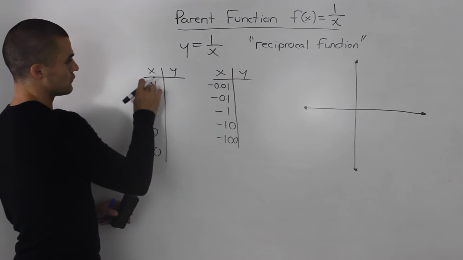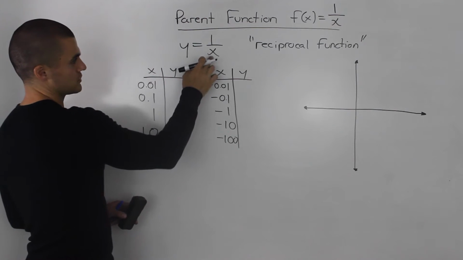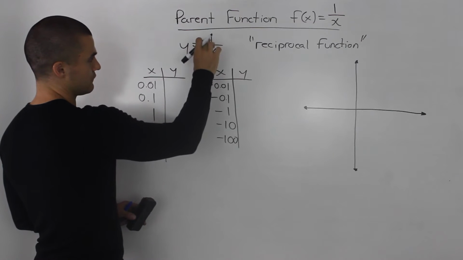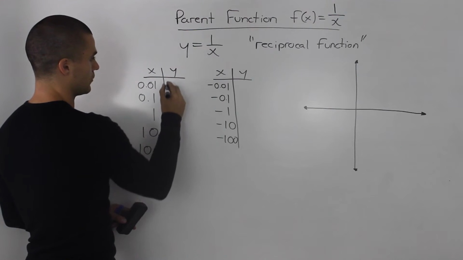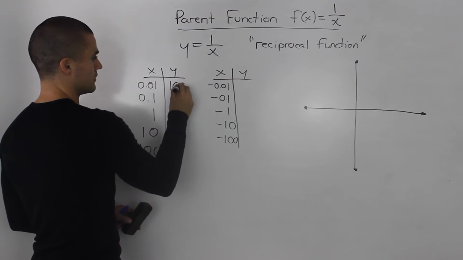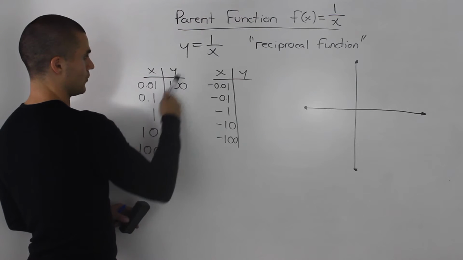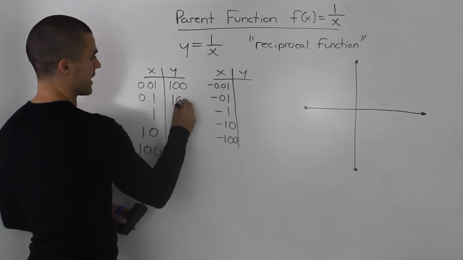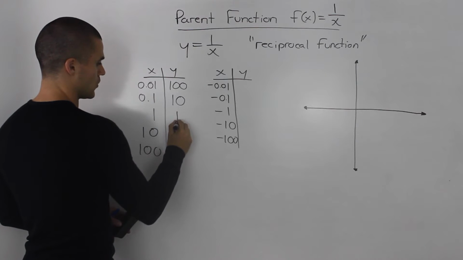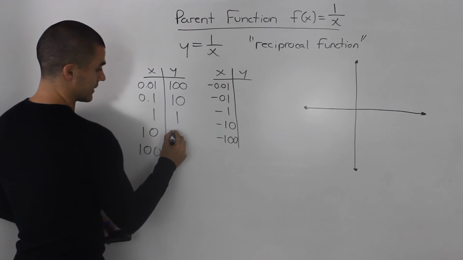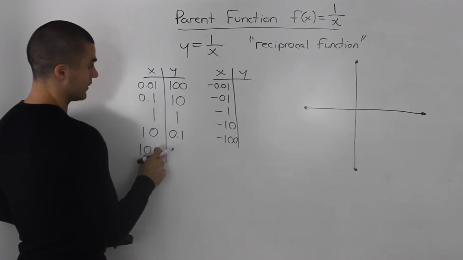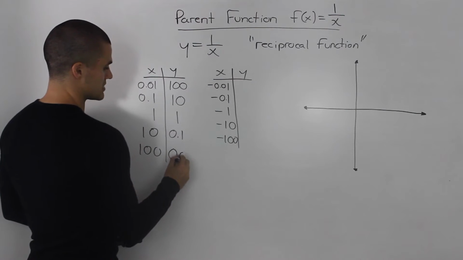So at an x value of 0.01, if we plug in 0.01 for x in the function, 1 divided by 0.01 would give us 100. And then 0.1, 1 divided by 0.1 would give us 10. 1 divided by 1 is 1. 1 divided by 10 is 0.1. And then 1 divided by 100 is 0.01.